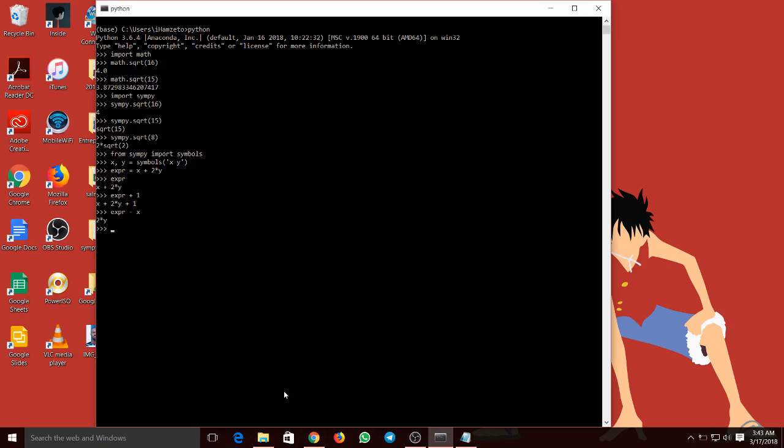Once we put x multiplied by expr, it now gives us x multiplied by bracket x plus 2y. Normally we would expect it to be x squared plus 2xy, but Sympy gives us the answer in this form.